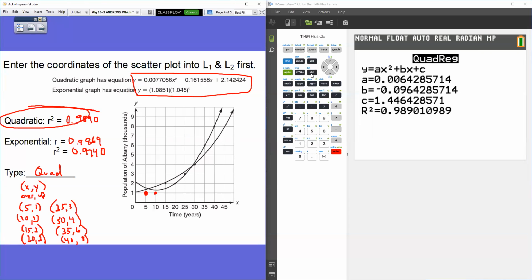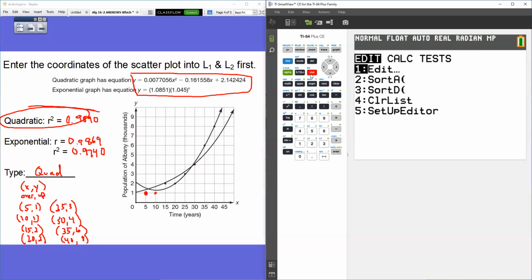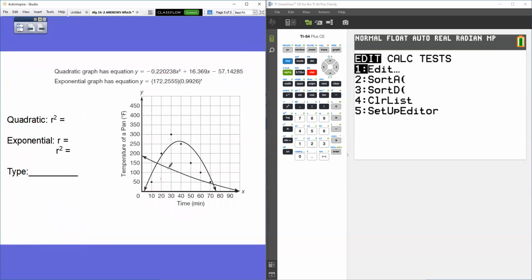And one more, if you take a look at the other side of the piece of paper, the last one here, doing the same thing. We have to identify our coordinates first. Our first one is over to 10, up to 50. Our next one is over to 20, up to 200. We have 30 and 300. 40 and 250. We have 50 and 150. We have 60 and 100.